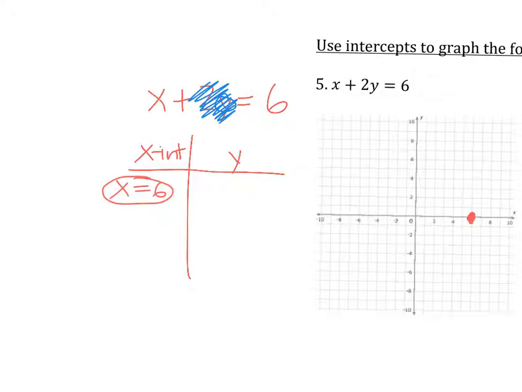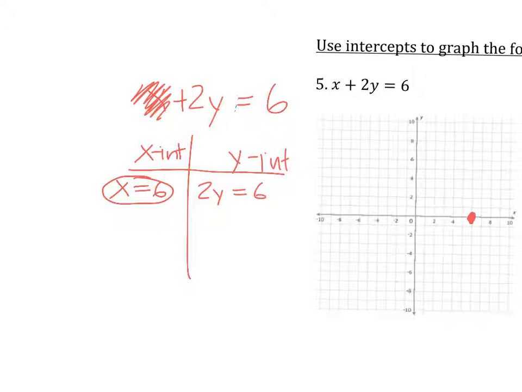Let's see if I can get rid of this. Can I just get rid of the blue? No, I can't. Let me erase it. And put my 2y back. Okay. So now for my y-intercept, remember, for a y-intercept, the x is 0. So now I'm going to cover up the x term. What's left? 2y equals 6.